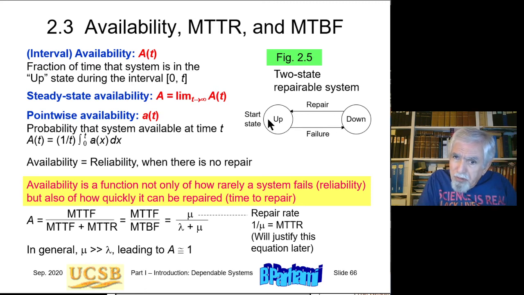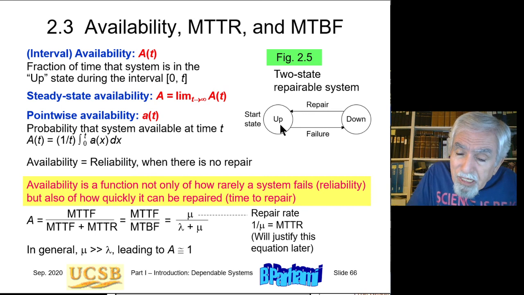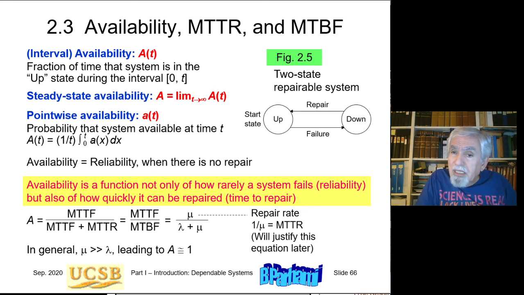So it's spent 2 hours here, 15 minutes here, and then a few more hours here. The probability of the system being in the up state in the long run is its availability. For example, if the availability is 95%, it means that the system is in the up state 95% of the time in the long run.